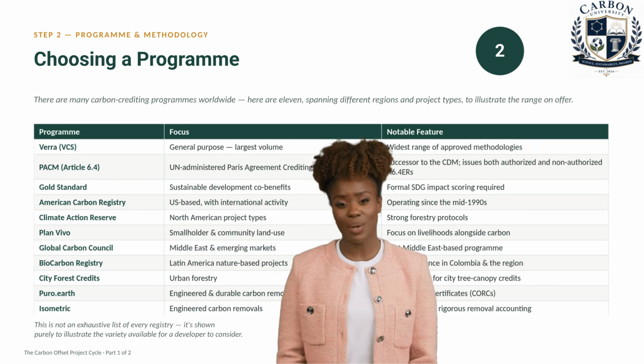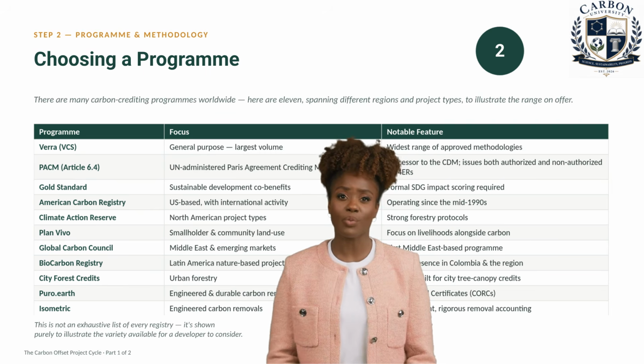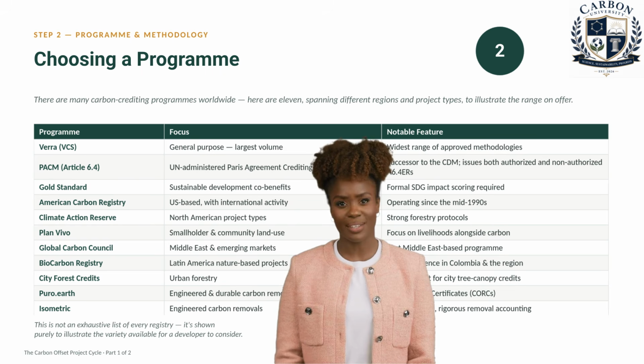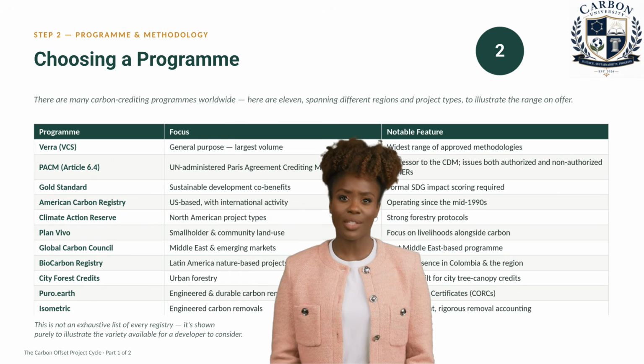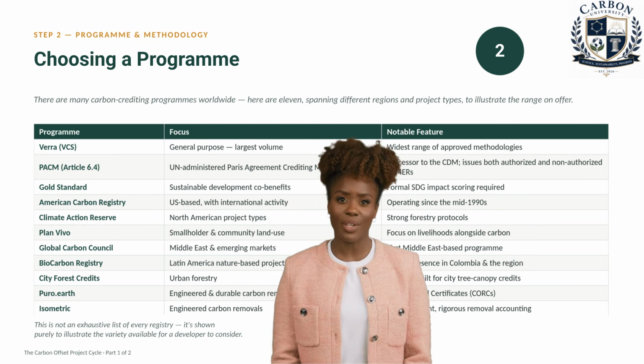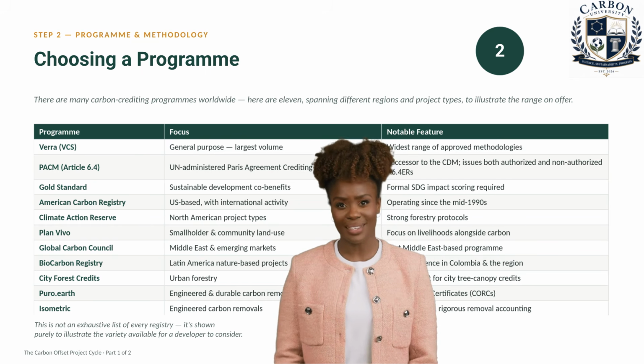Once you're confident a project is a good candidate, the next decision is which carbon crediting program or registry to develop it under. The program is the standard setter. It approves methodologies and sets the rules. The registry is principally the transaction and record-keeping infrastructure, though in practice, one organization like Verra often operates both functions together. To give you a sense of the range available, here are 11 programs spanning different regions, sectors, and scales.